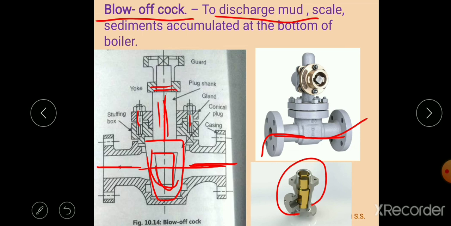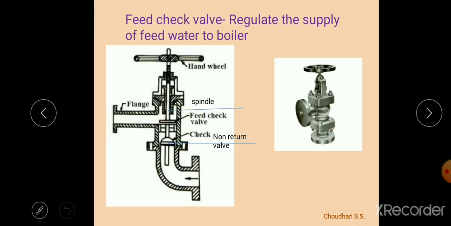So the function of this blow off cock is to discharge mud, scale or impurities out of the boiler. Next one is the feed check valve. The feed check valve regulates the supply of the feed water to the boiler. As the name suggests, feed water is supplied to the boiler. It is a non-return valve. That means it operates in a single direction. So water can only flow inside the boiler, and there is no return; water cannot flow from the boiler shell to the outside.